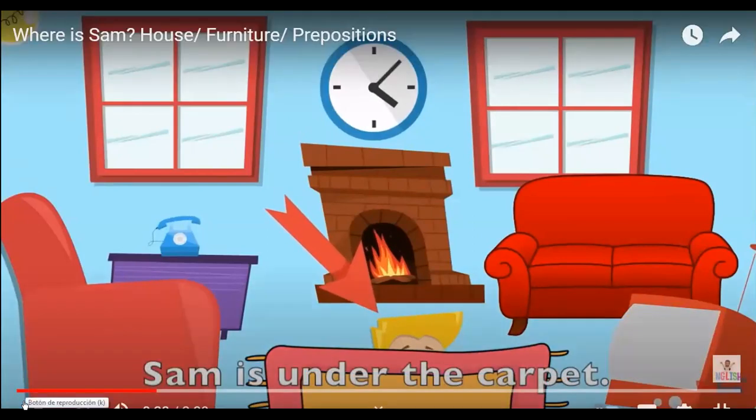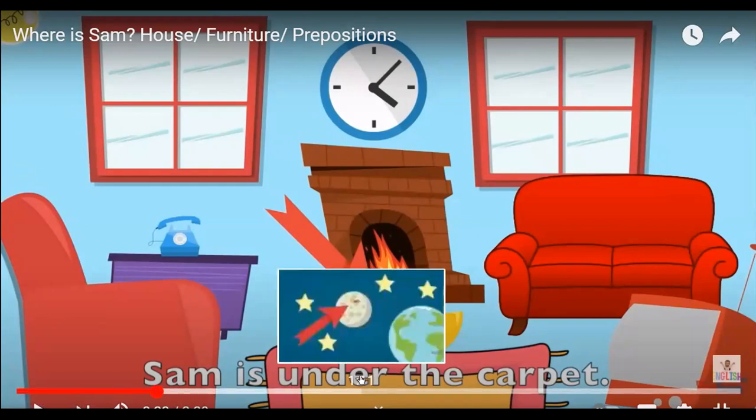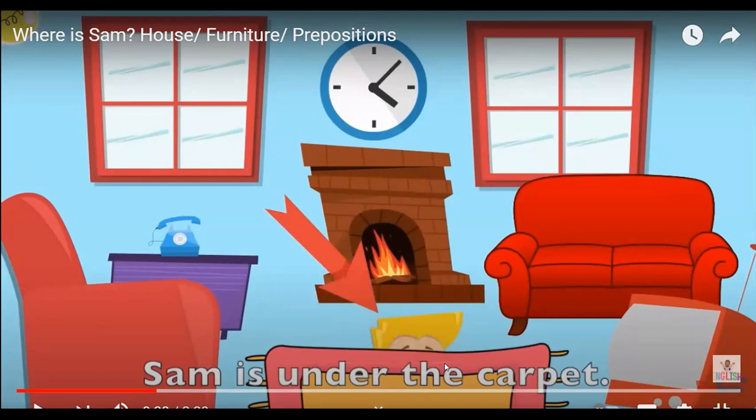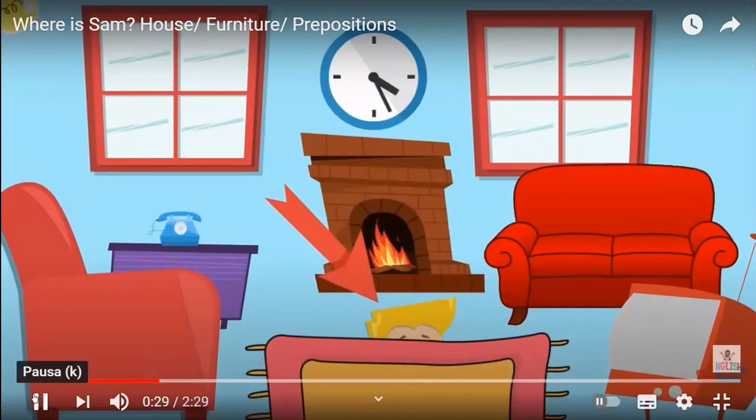Okay. Where is Sam? Where is Sam? Sam is under the carpet. Sam is under the carpet. Under, right? Under the carpet, right? This is a carpet. Look. Carpet. Let's continue. Carpet.